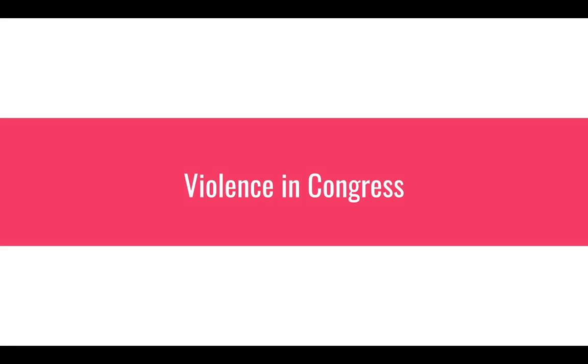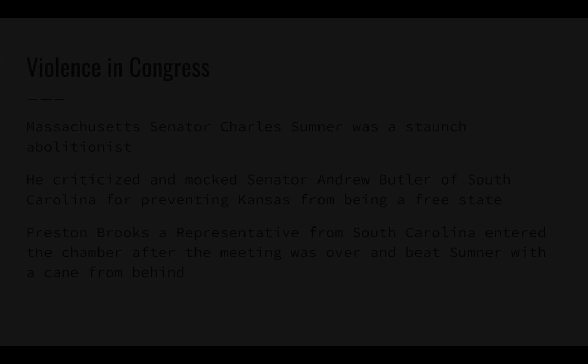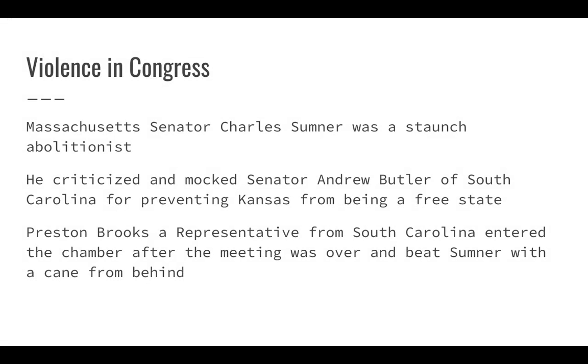The second to last cause of tension leading up to the Civil War is violence in Congress. Massachusetts Senator Charles Sumner was a staunch abolitionist. Sumner was one of the leading political figures looking to abolish slavery. He criticized and mocked a fellow senator on the Senate floor. His name was Andrew Butler of South Carolina.